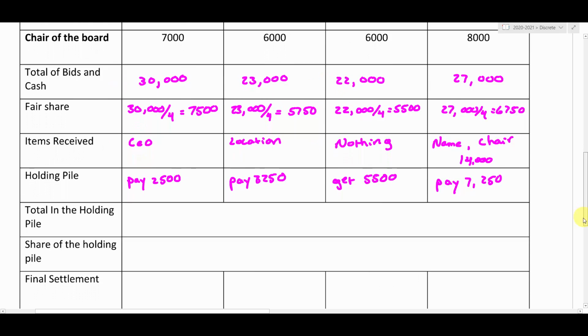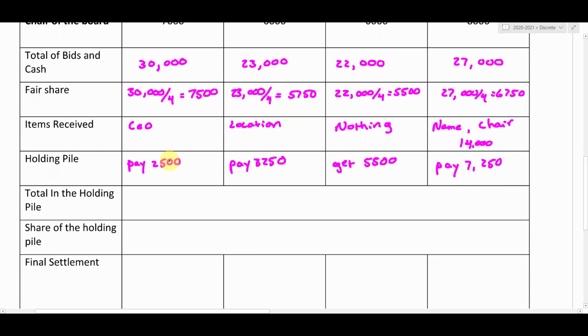All right, so now I've got to total up what is left in the holding pile. So they paid $2,500. So I'm going to say $2,500 plus $3,250 plus the $7,250. So those are the three that paid in. And then since he's taking money out, we're going to subtract $5,500. So what is left in the holding pile is $7,500. Okay, so these three paid in, he took out, this is what's left over, $7,500.